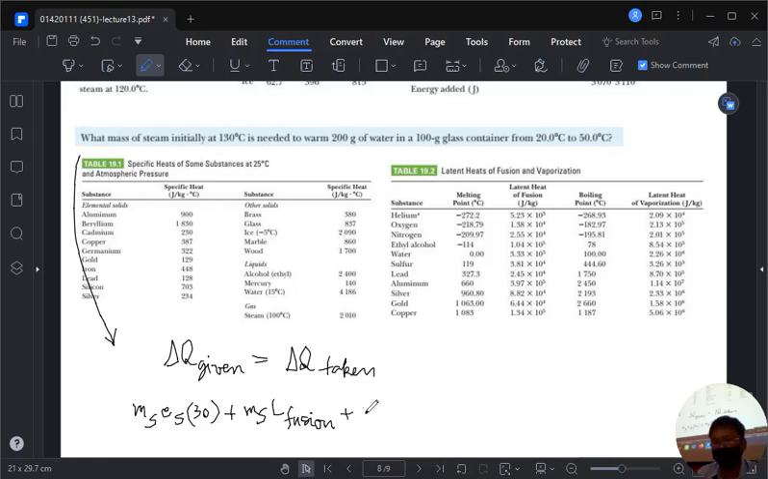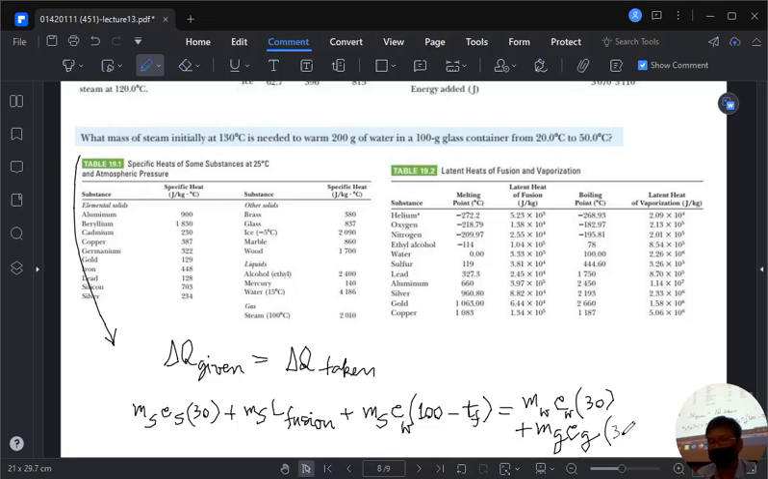And then the steam is going to cool down, right? So it's going to be 100 Celsius minus the final temperature. That is given, and it's going to be equal to taken: 200 grams of water and glass container. So M of water, C times 30 degrees, plus M of glass times C of glass, sorry. This is water, this is steam, this is 30 degrees. Given and taken, done. Just plug in some numbers from up here. Shouldn't be too hard. Oh, the final temperature is 50 degrees, sorry.